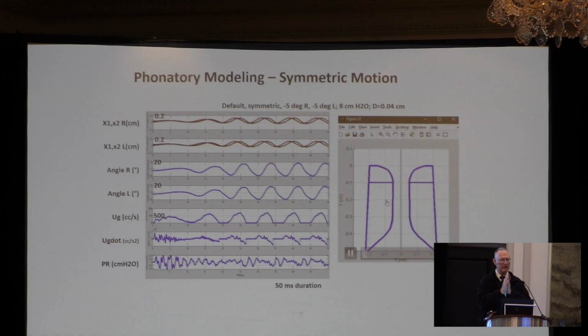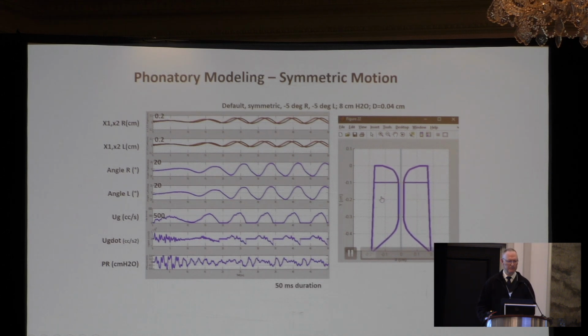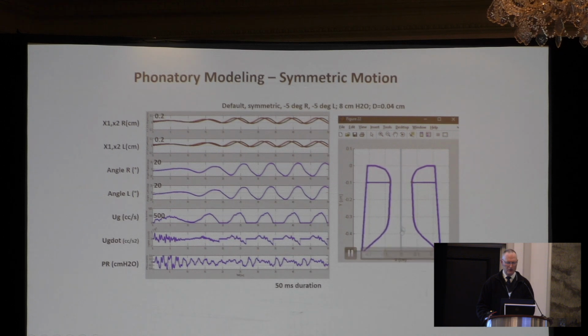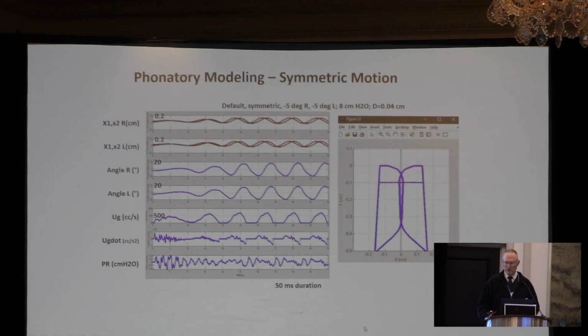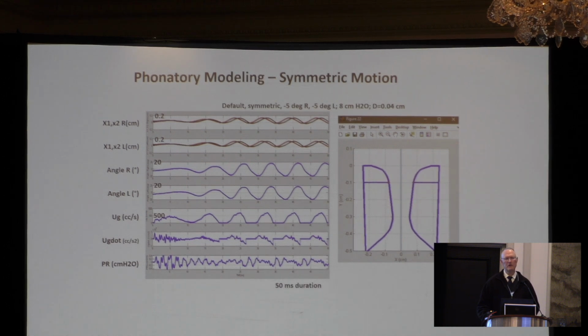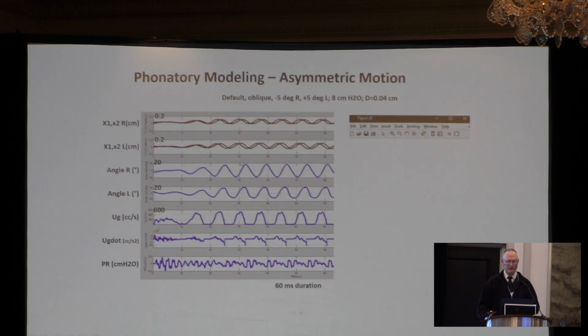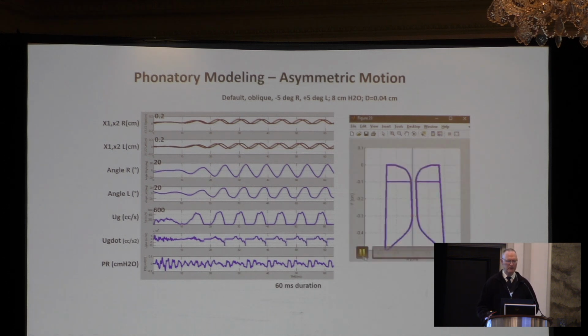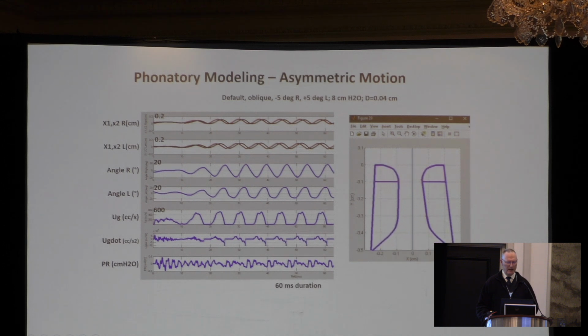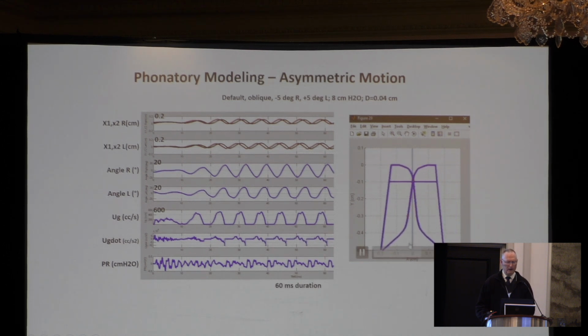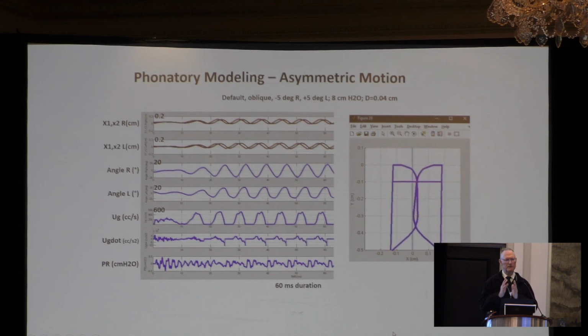And so if you have the tissue characteristics of both sides, both vocal folds the same, you're going to get phonatory motion that is mirror images of each other. In modeling, you can actually very easily get displacements, motion, angles, and flow. But you see a little bit of difference between the two sides.